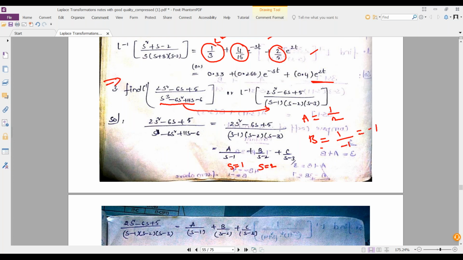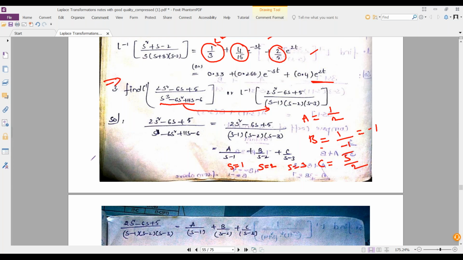Similarly, for C, s minus 3 equals 0, so s is equal to 3. C is 2 times s cube, 9, 2 nines are 18, 18 minus 18, because 6 threes are 18, 18 minus 18 is 0, plus 5. Denominator 3 minus 1 is 2, 3 minus 2 is 1. So it will be 5 by 2.